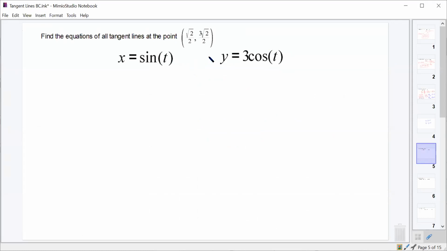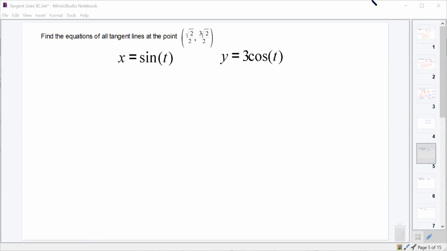We've got x equals sine t, y equals 3 cosine t. We're going to look for the tangent lines at the point (√2/2, 3√2/2). So what should our first step be? All right, we can take a derivative first, sure.